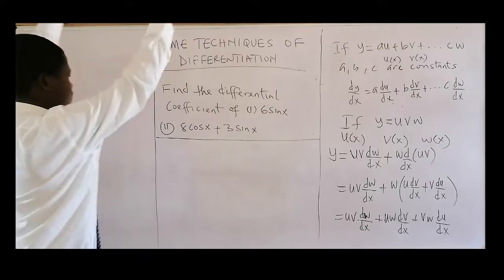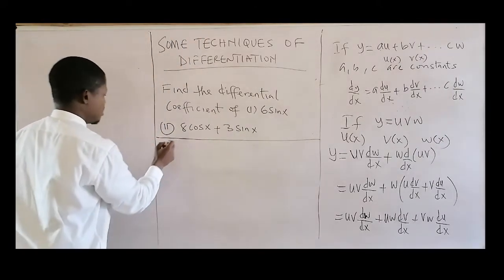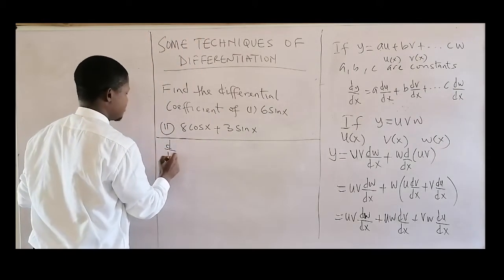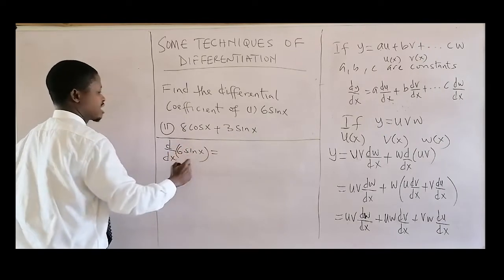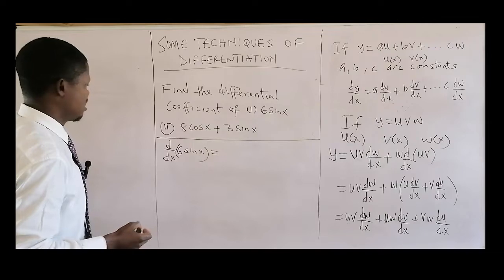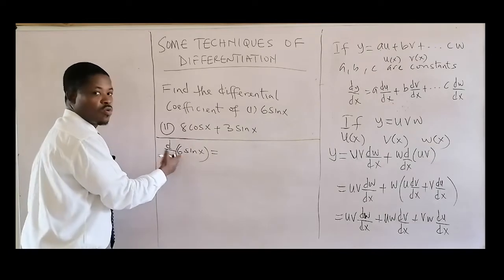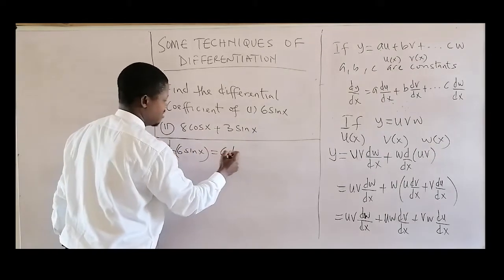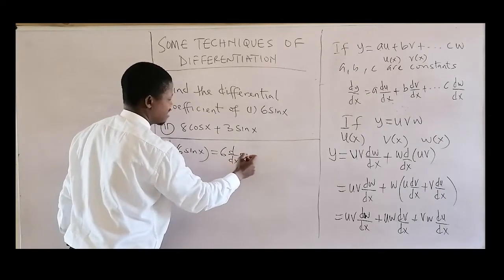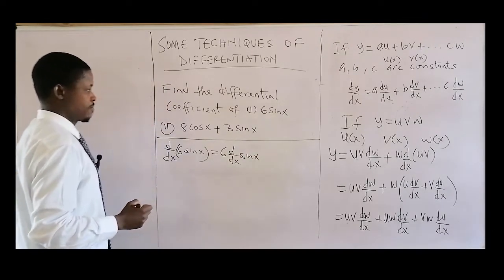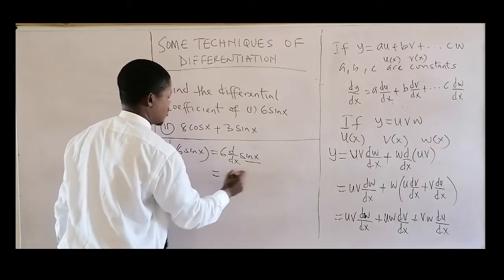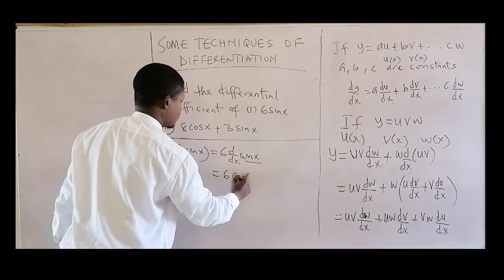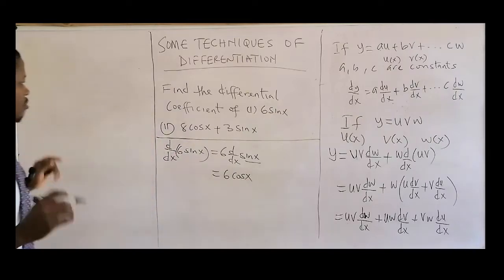First one, we want to find the differential coefficient, which is d/dx of 6 sine x. Okay, and we check what we said in the example in this video. We said the 6 will go outside. That will be 6 d/dx of sine x. Then the derivative of sine is cos. That will be 6 times cos x. That one is done. Very simple.